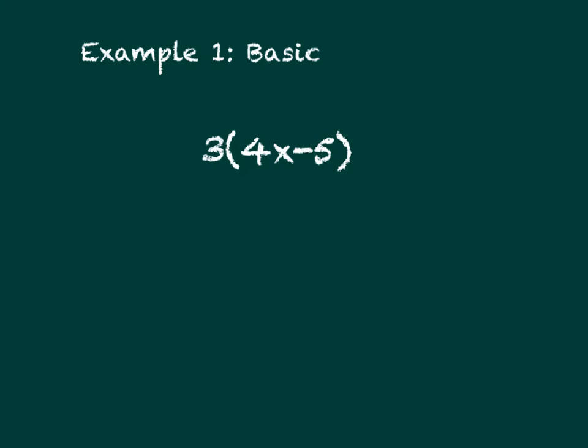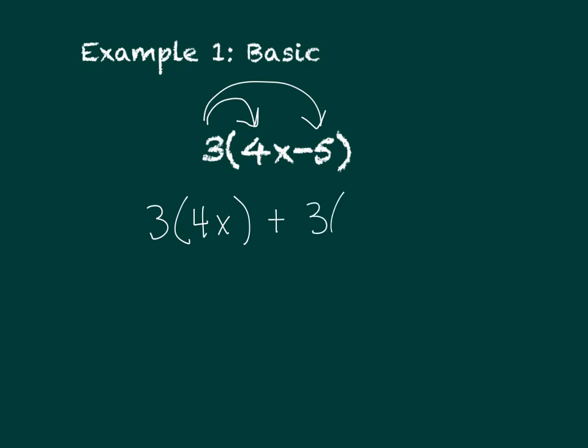Okay, so now we're just going to go over the different examples of distributive property. The first one is your basic distributive property, the one that's most common. So what we're going to do is distribute the 3 to the 4x and the 3 to the negative 5. And that gives us 3 times 4x plus 3 times negative 5. 3 times 4x is 12x, and then 3 times negative 5 is negative 15.